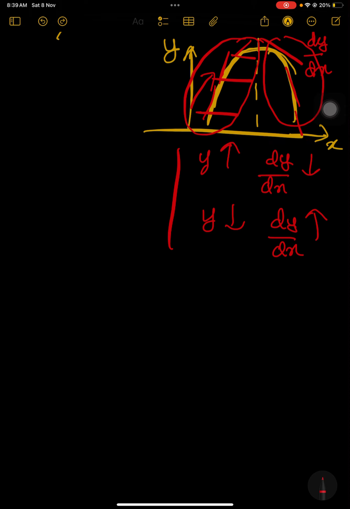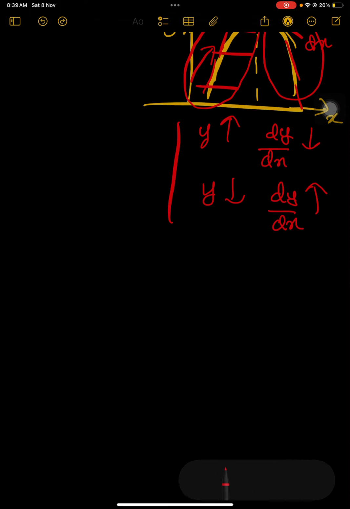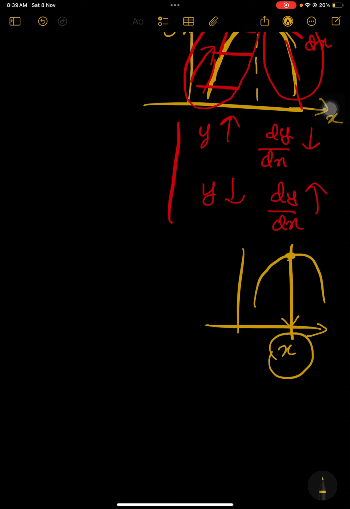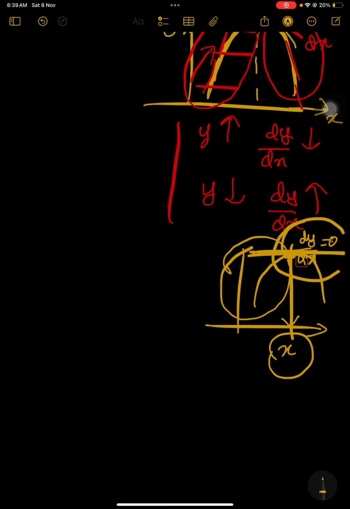Let's see this in this graph. At this point, in this x, there is no slope here, it's just a horizontal line. So at this point, the dy over dx is 0. You have to find this point first, so that you can say where y is increasing, where y is decreasing, and all that.